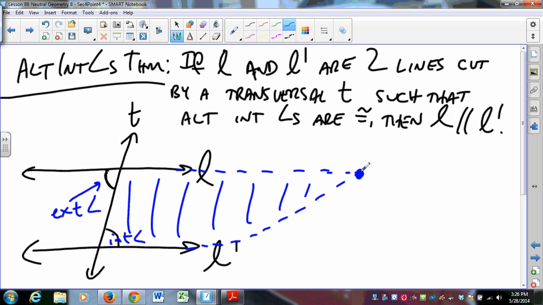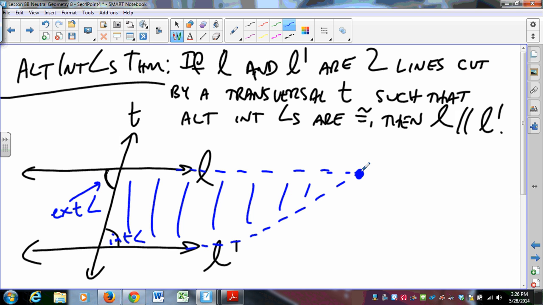I will issue the following warning. The warning goes like this. The logic only goes one way. If alternate interior angles are congruent, then the lines are parallel. It is not necessarily true that if the lines are parallel, then alternate interior angles are congruent. You've got to get the logic straight on that, because the one way is neutral and the other way isn't.